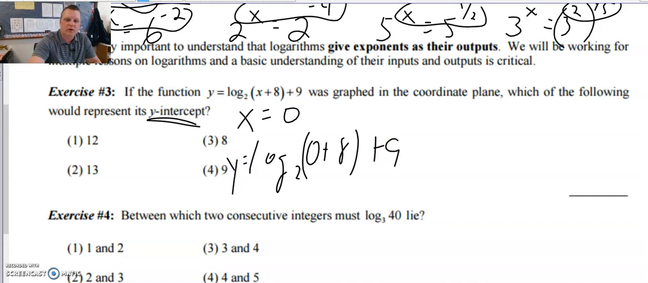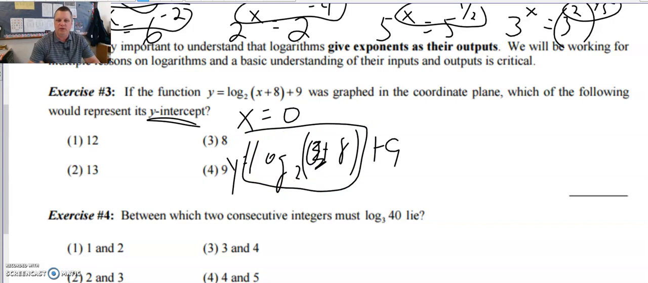Okay? So this right here, this is gone. So you have log base 2 of 8. And as we did above, 2 to the x equals 8, so it's 3. So this will equal 3. If you don't believe it, you can put it in your calculator. You can do it out like we did the top 8 examples. So 3 plus 9 is 12, okay, which is choice 1.